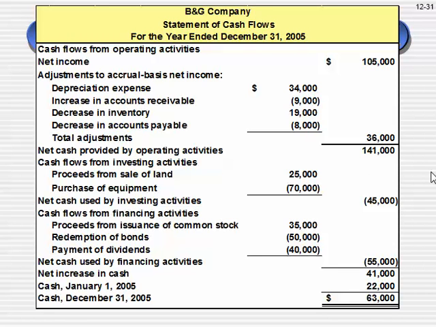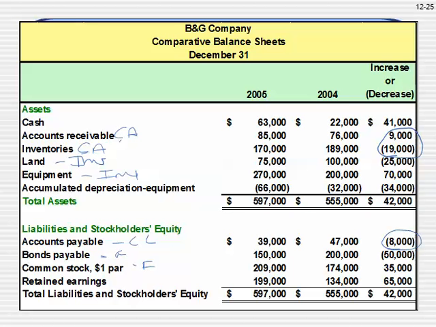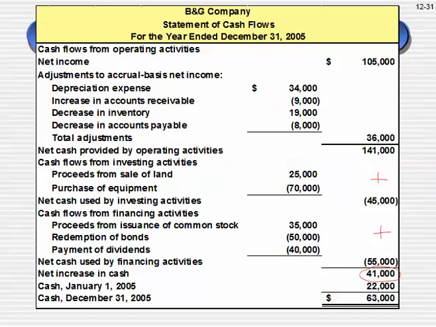So now we're going to take all three of these together, the 141 plus the 45 plus the 55, and what we get left with is a $41,000 increase in cash. We'll have to go back and figure out what our beginning balance in cash was on January 1st. And you can see, looks like it was $22,000, because that would have been the ending balance from the previous period. And that's right, that's what we've got there, $22,000. And then we add those two together, and we get the ending cash balance of $63,000. That will also be the balance that we show on our balance sheet.